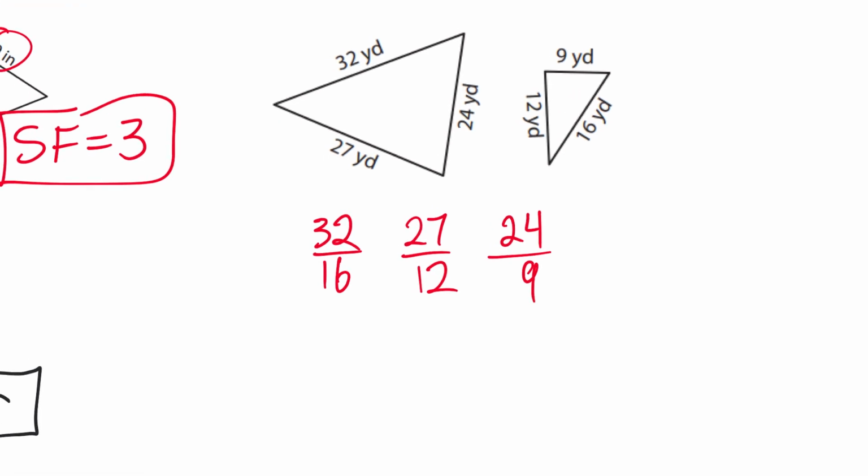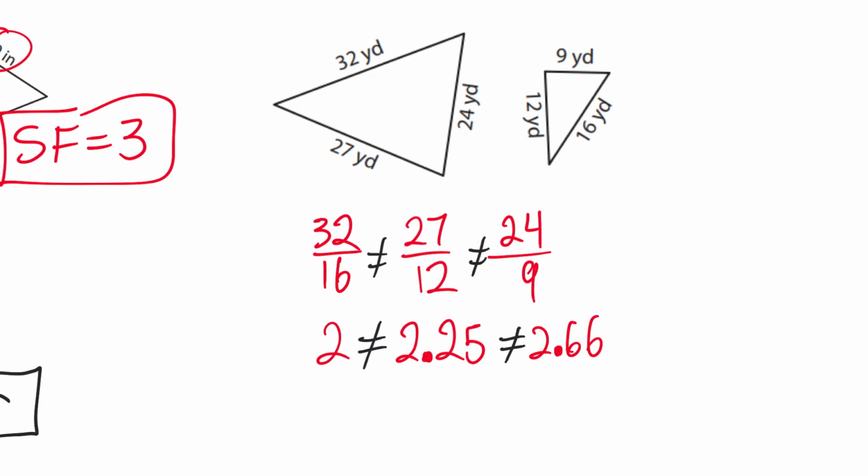Okay, so let's type those in and see what we get as a decimal. What's 32 divided by 16? It's 2. What is 27 divided by 12? 2.25. And then what's 24 divided by 9? 2.66. Okay, are all of those equal? No. These are not equal.